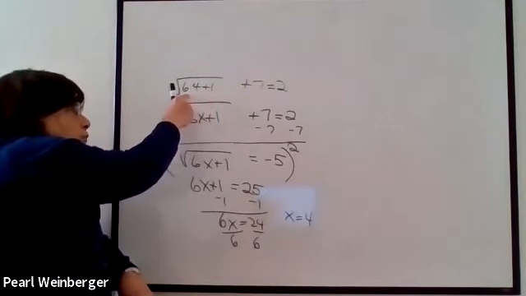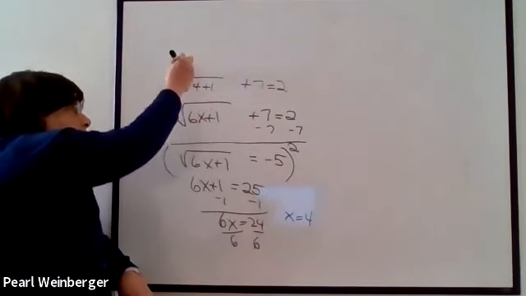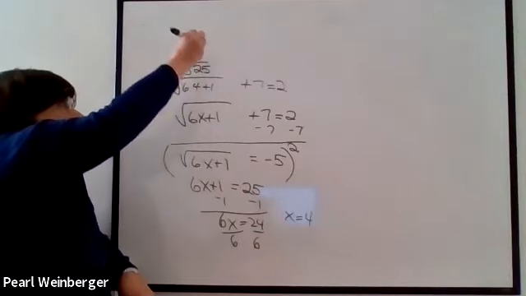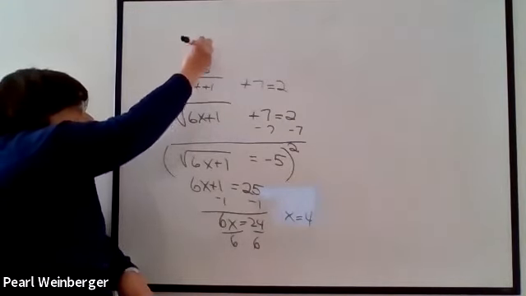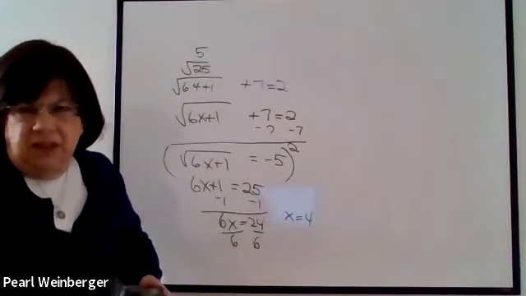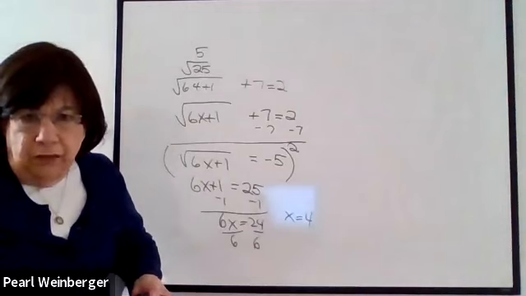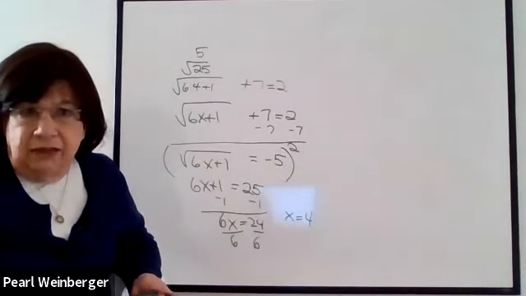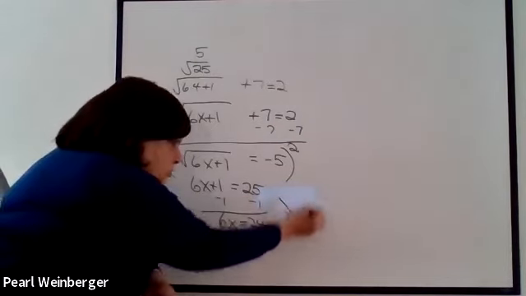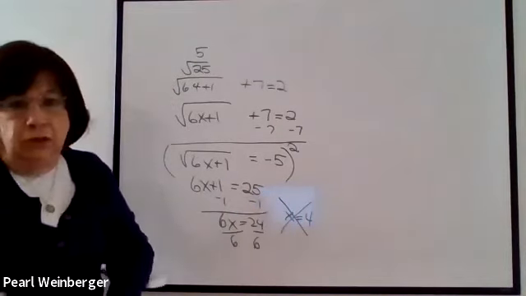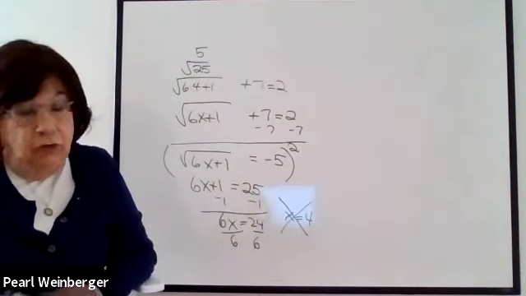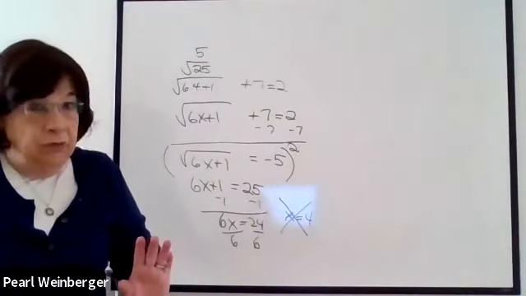Well, 6 times 4 is 24 plus 1. This gives me the square root of 25. And I know what the square root of 25 is. It's 5. And I get 5 plus 7 equals 2. 5 plus 7 doesn't equal 2. 5 plus 7 equals 12. It's not correct. I checked, and this was an extraneous root. There is no solution to this because it didn't work in the end. I did all the right work, but it wasn't good.